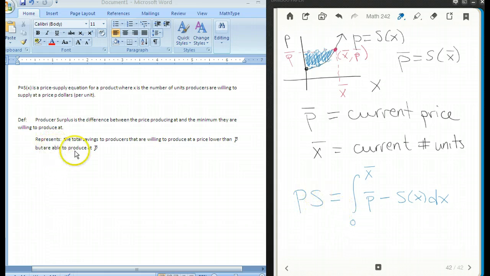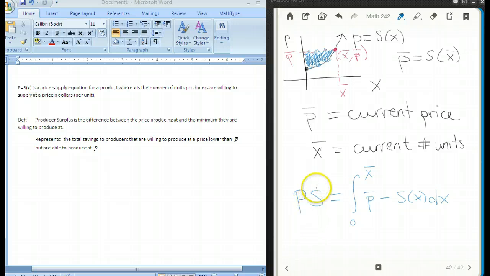Okay, and what does this represent? It says it's the total savings to producers that are willing to produce at a price lower than P bar, but they produce at P bar, right? So it's the total financial earning or gain that they make from producing at P bar, but being willing to produce at a lower price.